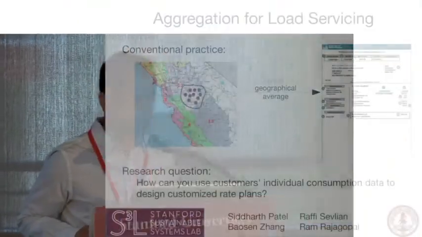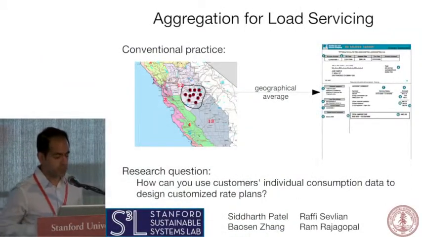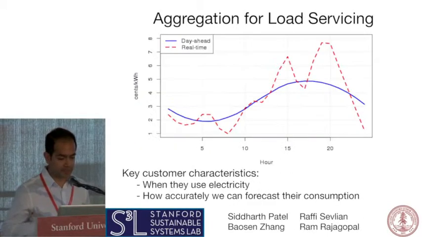So this research focuses on the scenario of electric utilities serving residential customers. The conventional practice is for a utility to take all of the customers in a geographical area, average together all of their consumption, and offer the same rate plan to all of them, even though some users are more expensive to service than others. But now we have smart meter data, which gives us high resolution information on individual consumption. So the question that we're asking is, how can we use this data to design sensible and customized rate plans?